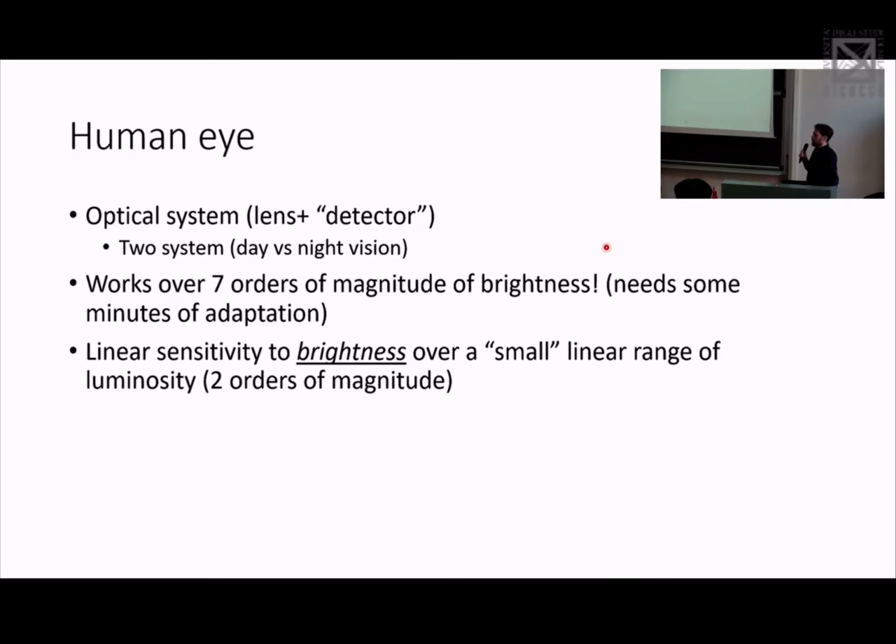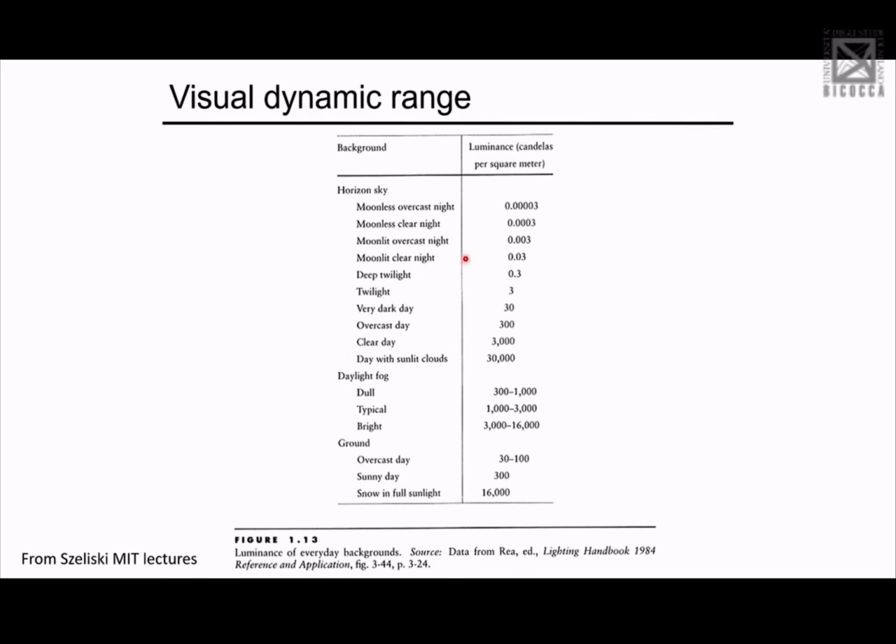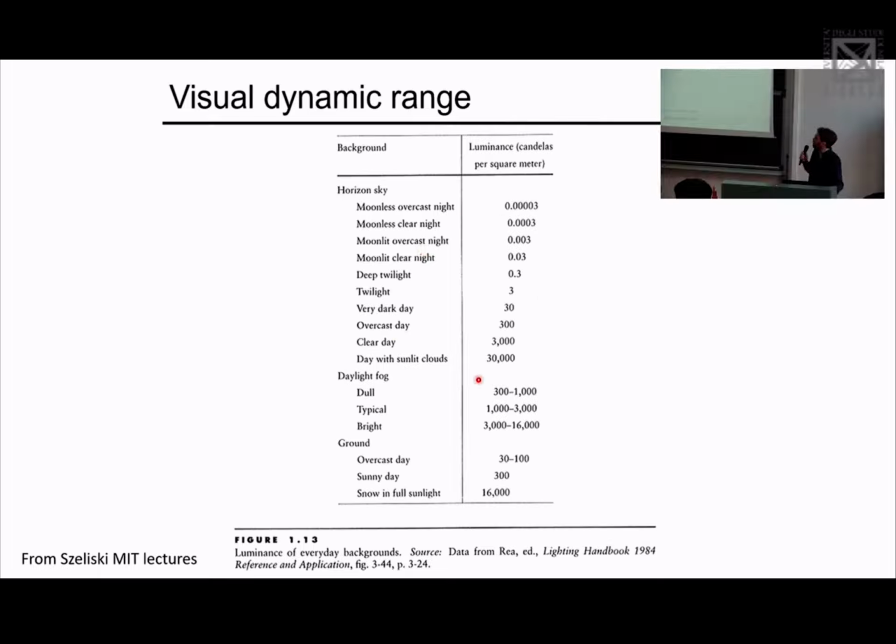It turns out that your eye can see things over 7 orders of magnitude of levels of brightness. You might need a bit of adaptation, but that's really a lot. We will see some examples now. But your eye is sensitive mostly to brightness over a small range, whether it's linear, of about a factor 100. These are all situations where you can see.